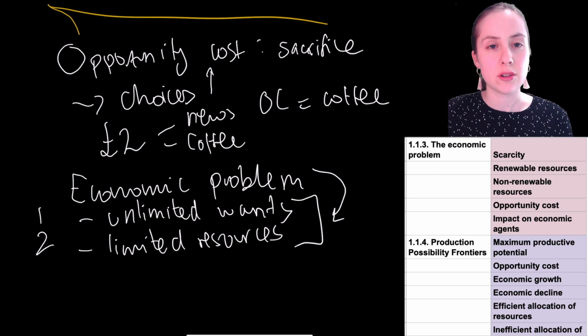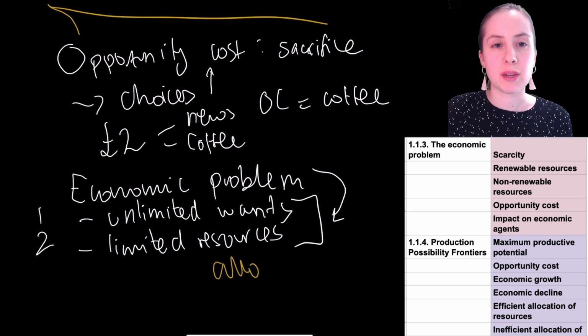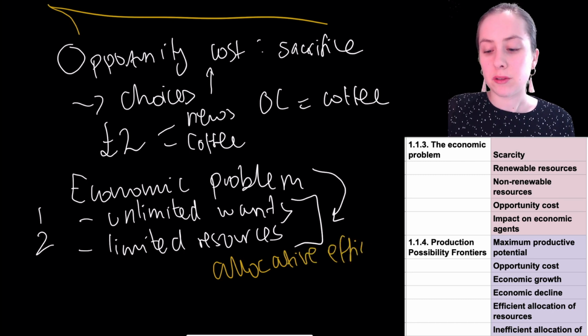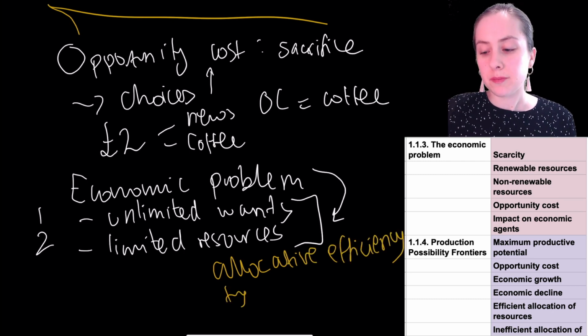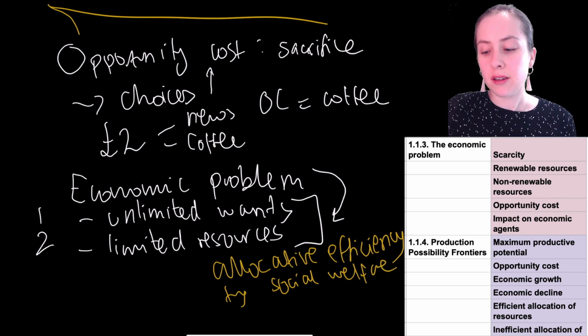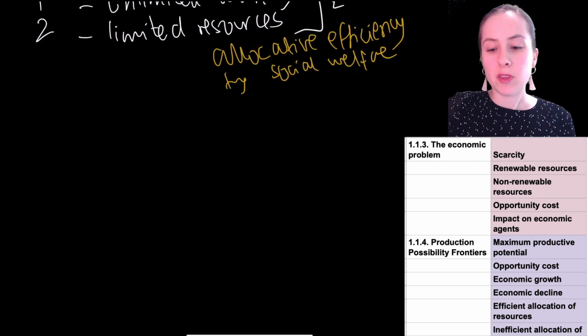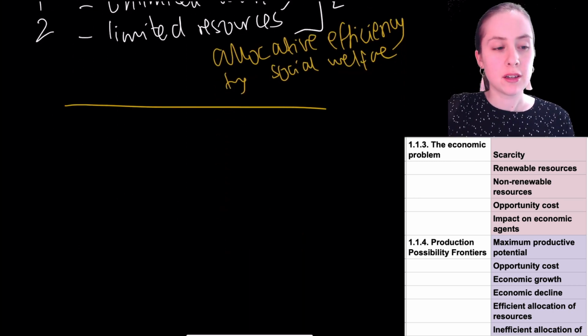This is a big problem, and it doesn't really have an easy solution. The best maybe that we could do is to just do the best with the resources we have, allocate them in the best way possible. So we aim for something called allocative efficiency, which is where we try to maximize social welfare. That doesn't mean it's going to increase forever because we don't have enough resources, but it's just going to be the highest possible with the limited resources that we have.